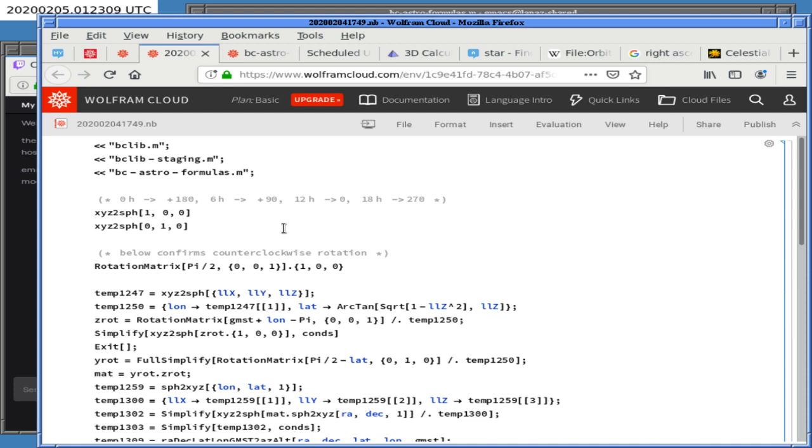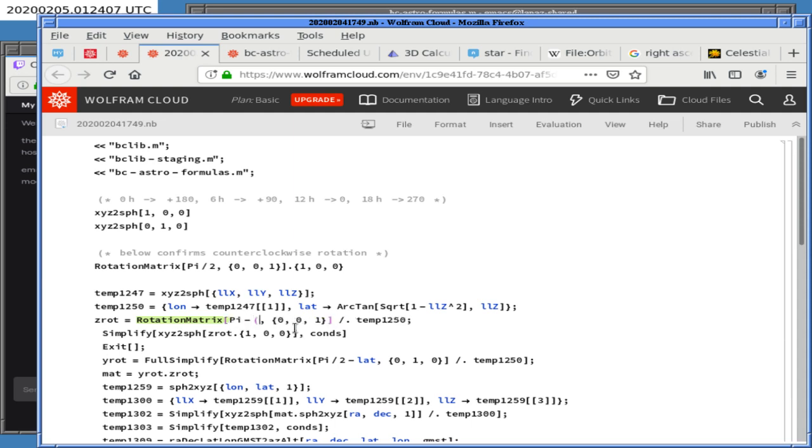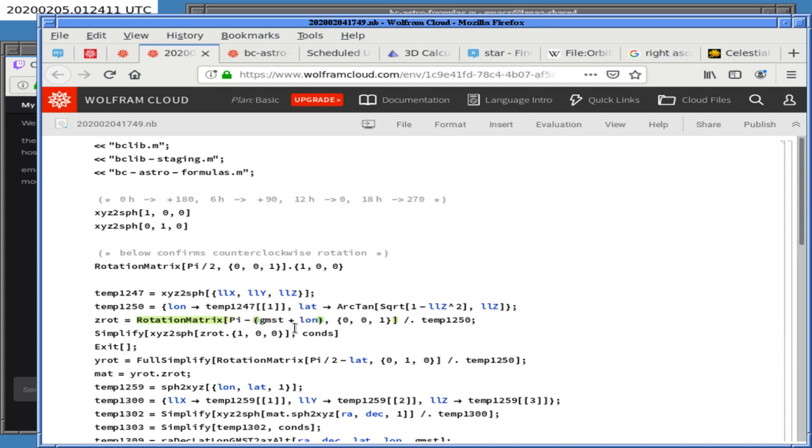So let's see here. We do have a little bit more going on. So LST minus pi. When LST is 0, minus pi is fine. This 6 hours plus 90. So that's 180 minus 0, 180 minus 90, 180 minus 180, 180 minus 270, it's negative 90. So it is pi minus the local sidereal time. And the local sidereal time is the Greenwich Mean Standard Time plus the longitude. Okay, so this should be the correct Z matrix.